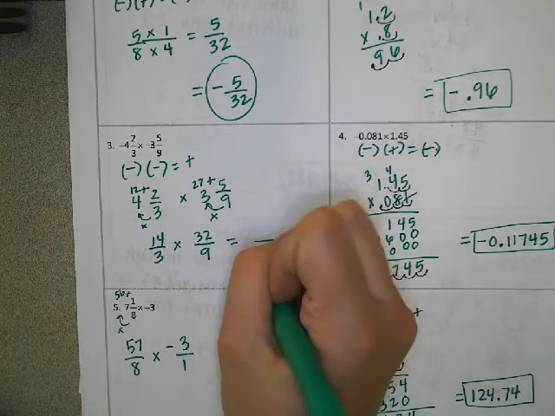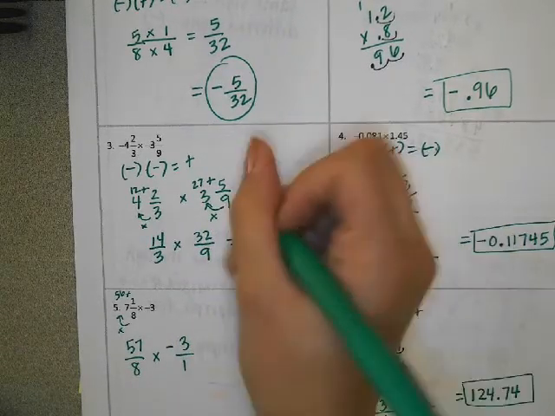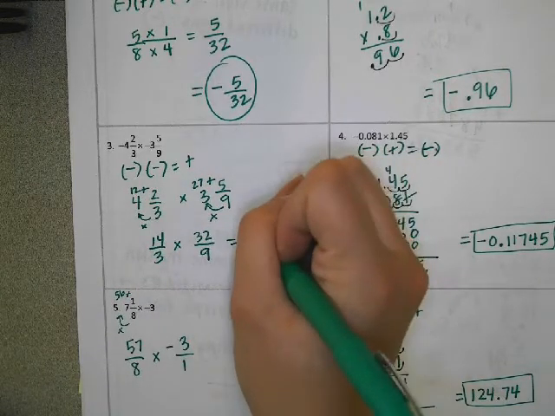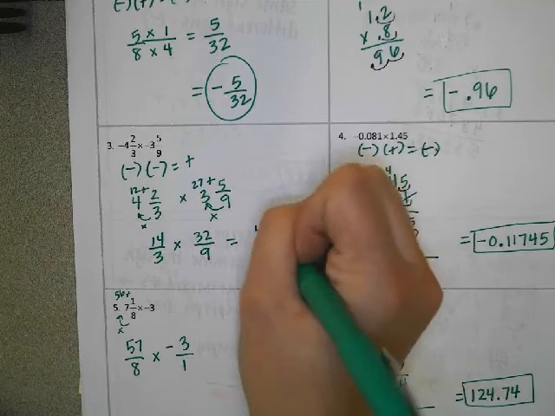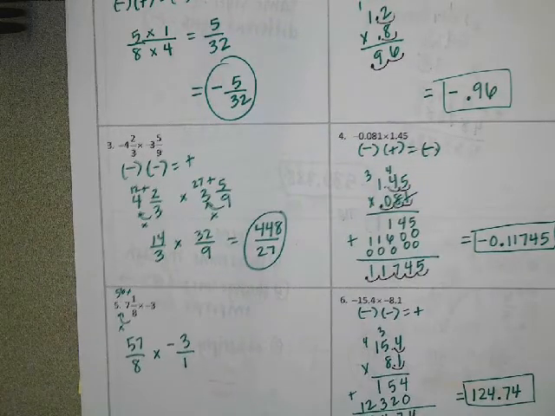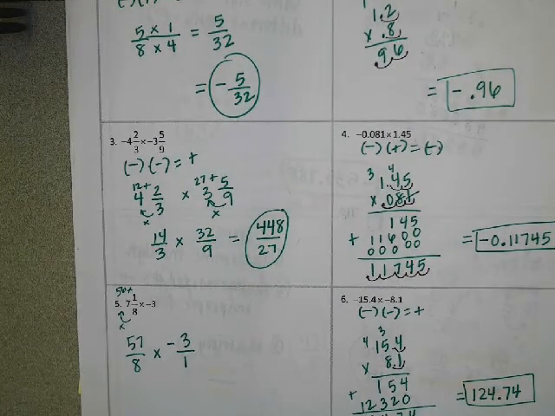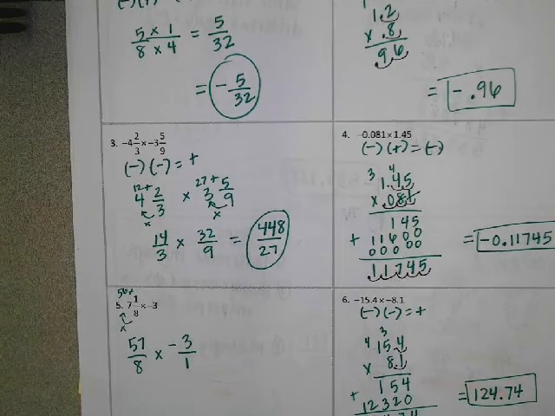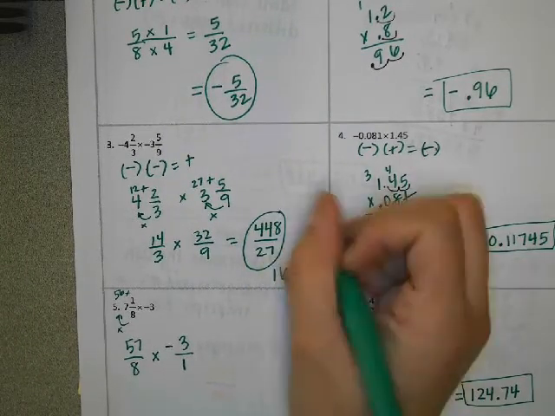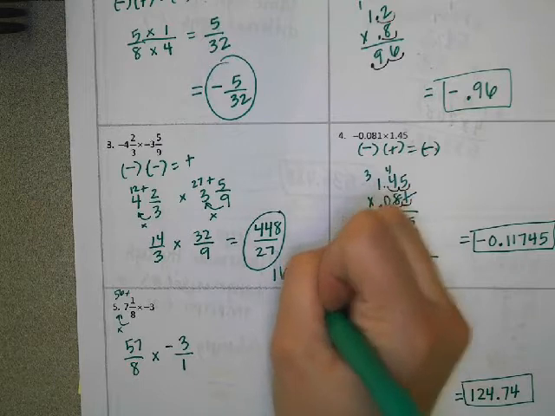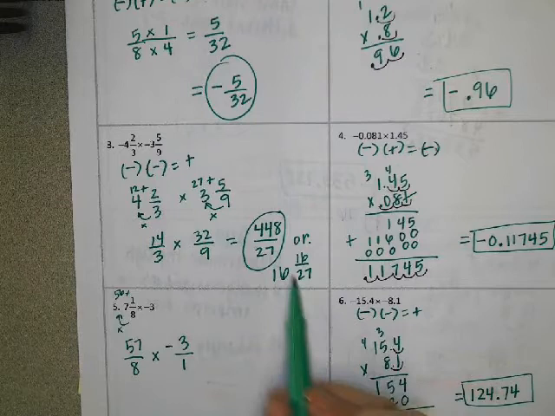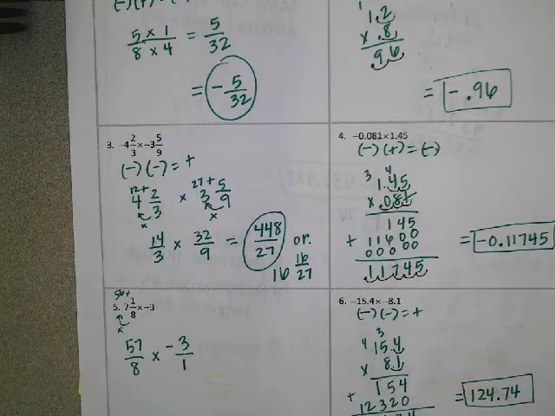Now what I'm going to do is multiply straight across. So I'm going to have 27 in the bottom, and in the calculator 14 times 32 is 448. And my answer is positive, so I'm going to leave my answer like that. It's a positive 448/27. If you changed it to a mixed number, you should have gotten 16 and 16/27. So if you got either one of these answers, it is correct.